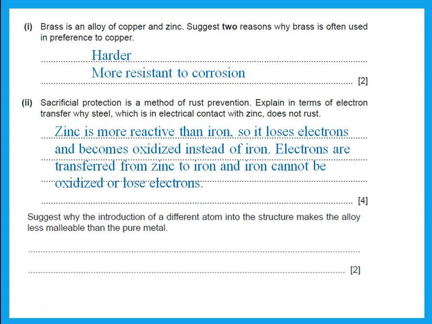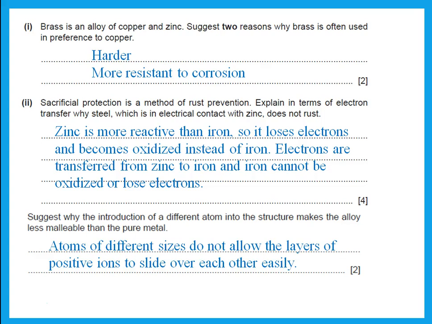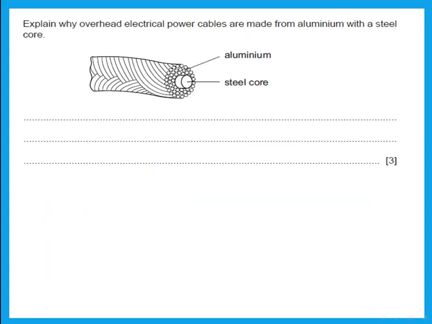Okay, explain why the introduction of a different atom into the structure makes the alloy less malleable. Why is an alloy less malleable than the pure metal? We said this is because atoms of different sizes do not allow the layers of positive ions to slide over each other.